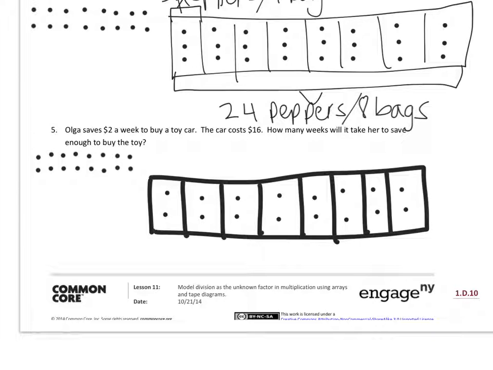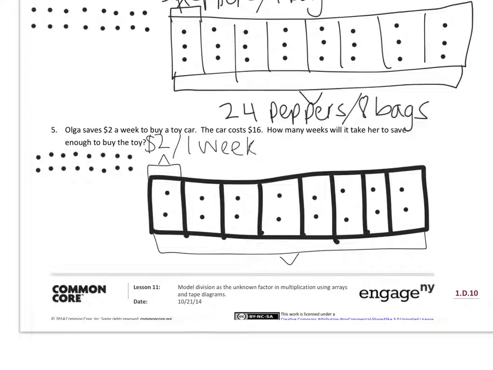Alright, now my last part is my labels. Label the top, label the bottom. $2 is what the 2 stands for, or 1 week. And then the bottom is $16. Remember, it's always my total, or 8 weeks.